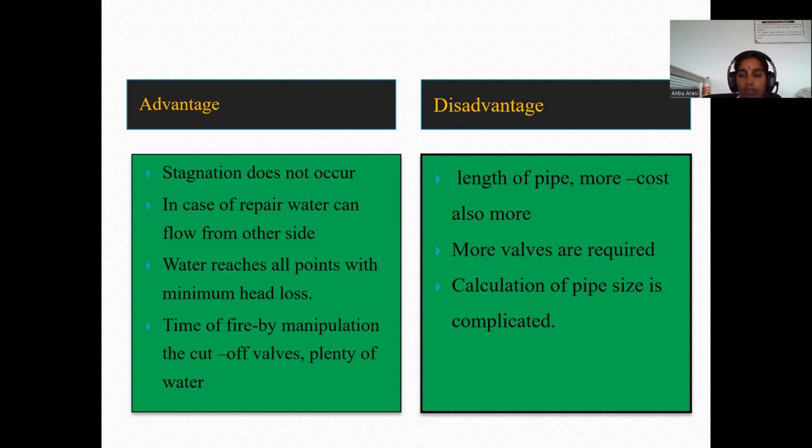Advantages and disadvantages of grid iron system. Advantages of grid pattern: stagnation does not occur. In case of repair, water can flow from the other side. Water reaches all points with minimum head loss. At the time of fire, by manipulation of cut-off valves, plenty of water is available. Disadvantages of grid pattern system: the length of pipe is more, so cost is more, and more valves are required. Calculation of pipe size is complicated.